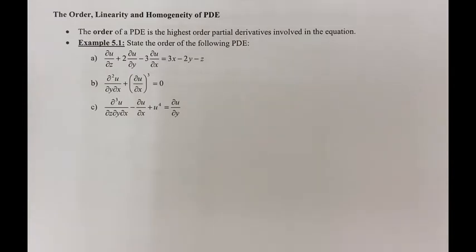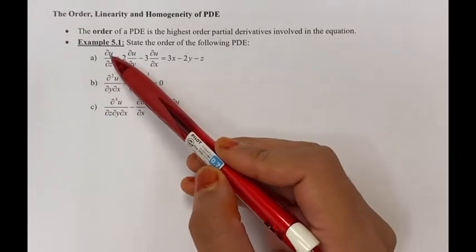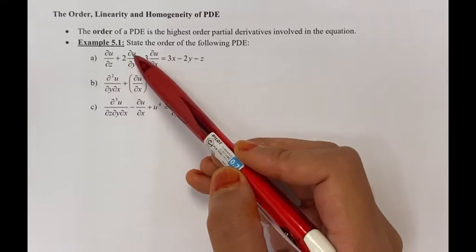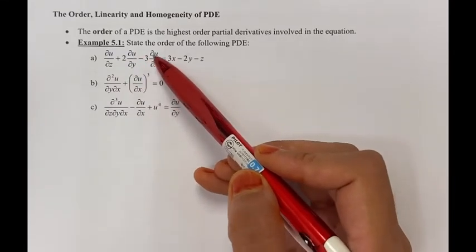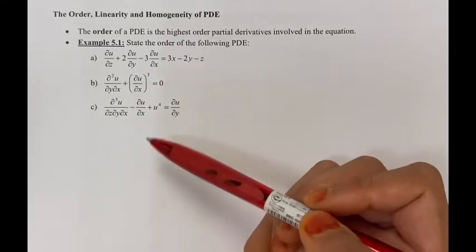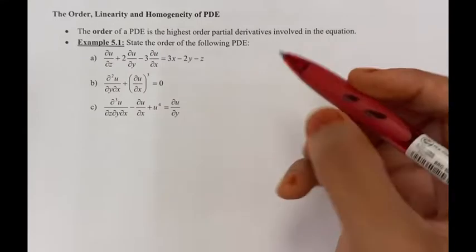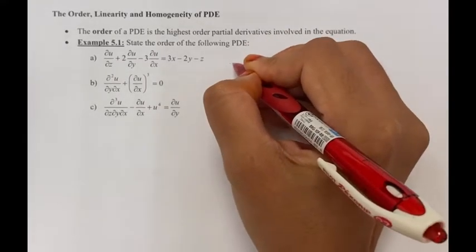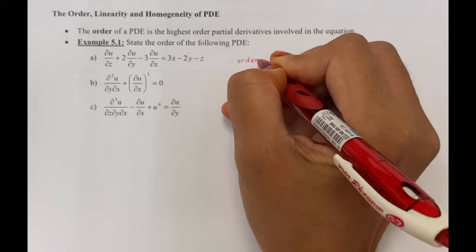For the order, linearity and homogeneity of PDE, you know that the order of a PDE is the highest order partial derivative involved in the equation. Example 5.1, state the order of the following PDE. For A, we have ∂u/∂z plus 2 ∂u/∂y minus 3 ∂u/∂x equals 3x minus 2y minus z. So the highest order is order 1.